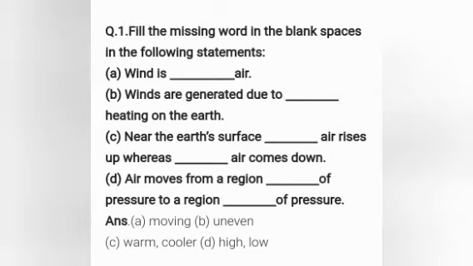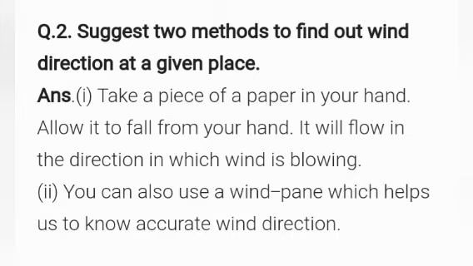And the second question is: suggest two methods to find out wind direction at a given place. First one, take a piece of paper in your hand and allow it to fall from your hand. It will flow in the direction in which the wind is blowing. You can also use a wind vane, which helps us to know the accurate wind direction.